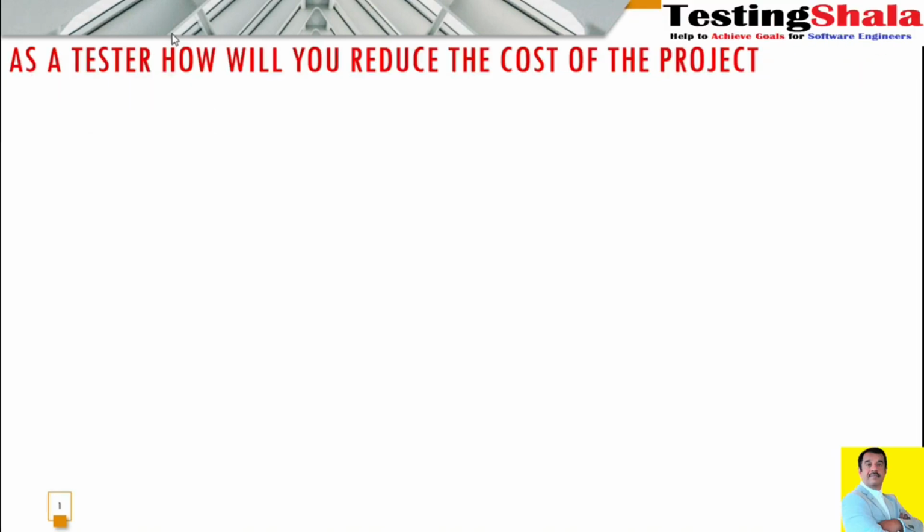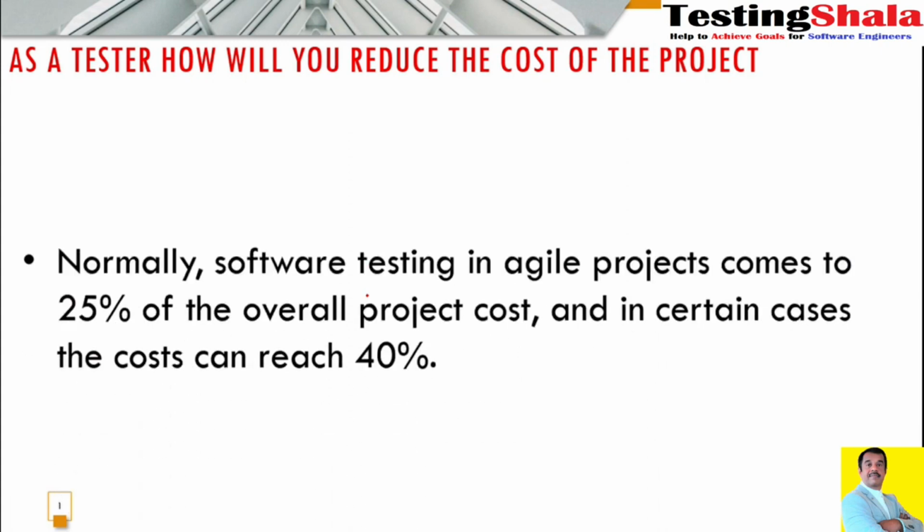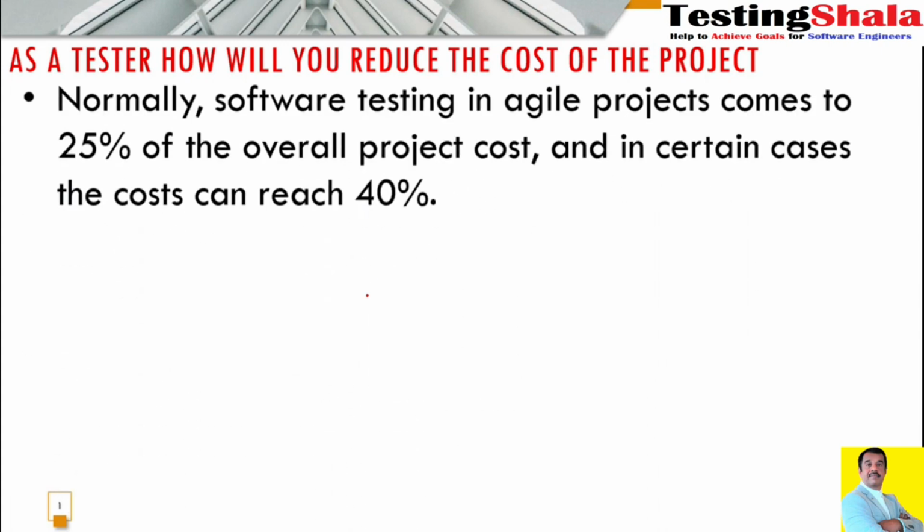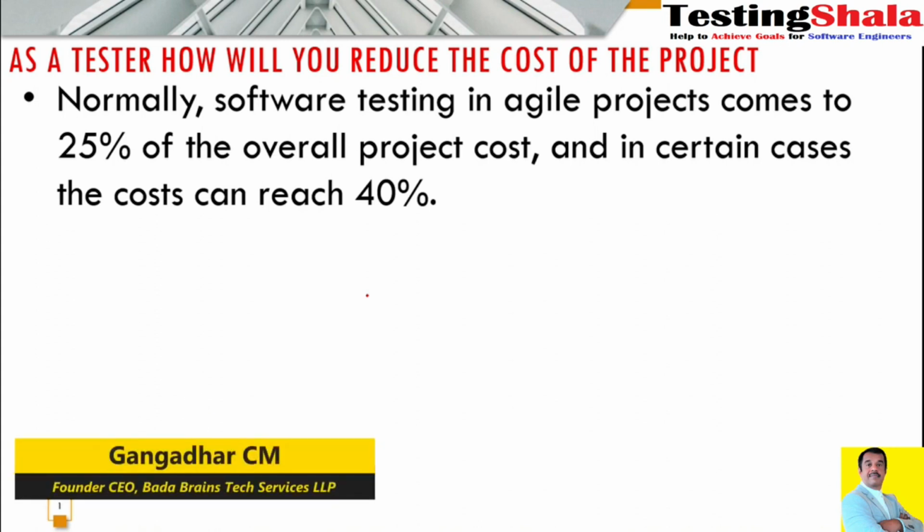As a tester, how will you reduce the overall cost of the testing project? This is a very important question where they want to understand how, as a tester, you can put certain effort into reducing the overall cost. First thing we should understand: what would be the overall cost of software testing? Normally, software testing in agile projects comes to around 25% of the overall project cost. In certain cases, it can reach up to 40% as well.